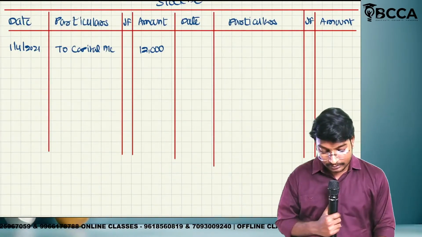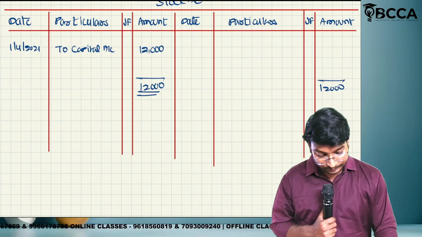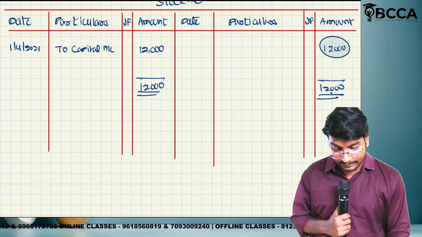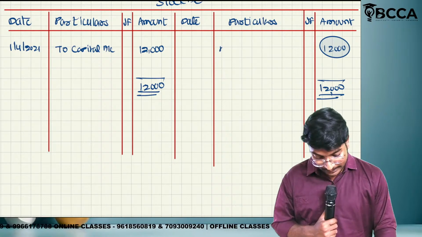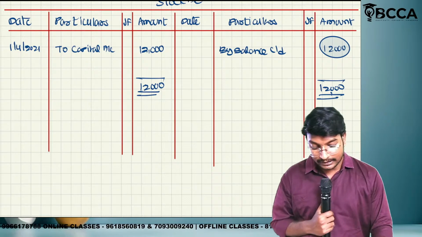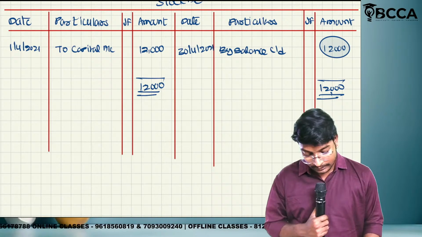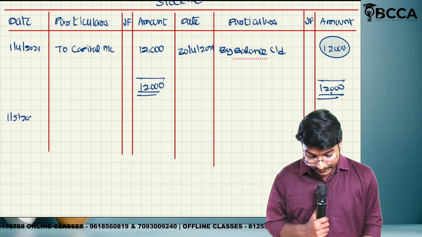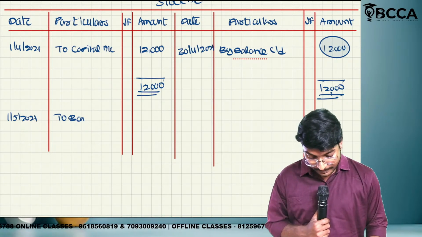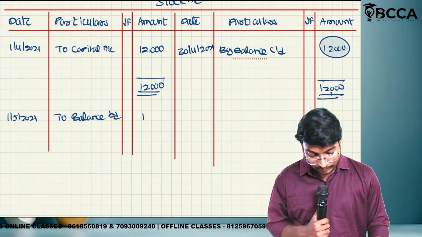In the same way, stock also 12,000 and 12,000. What is the difference amount? 12,000. This is called a balancing figure. Here we will write by balance carried on, because this is the closing balance of the current month. What is the current month ending? 30th April 2021. So what is the next month beginning? 1st May 2021, to balance brought down. How much? 12,000.